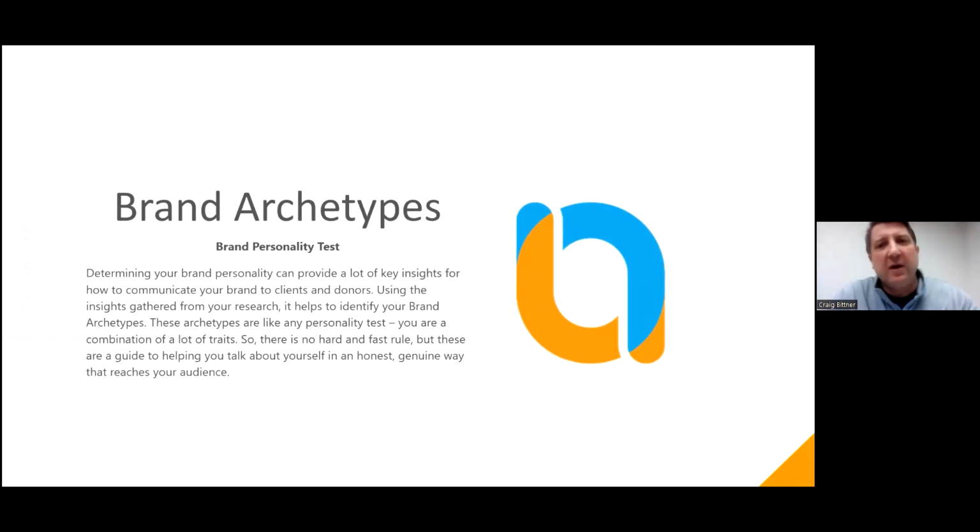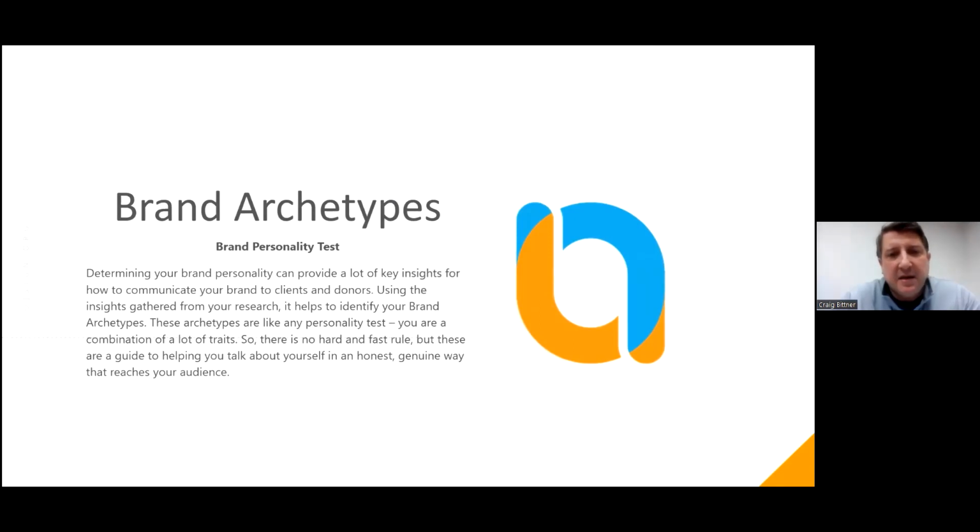The next thing I want to look into, once you have those belief statements, I'm not sure if you're familiar with these, but it's something that I think a lot of brand agencies tend to use. If you start to do any kind of Google search on this, you'll see it come up more and more. If you do a search for brand archetypes, you'll find all kinds of resources for this, so it's a good term to search. But it's basically a brand personality test. Determining your brand personality can provide a lot of key insights for how to communicate your brand to clients and donors. I'll give you a few examples. There are 12 that are typically identified.